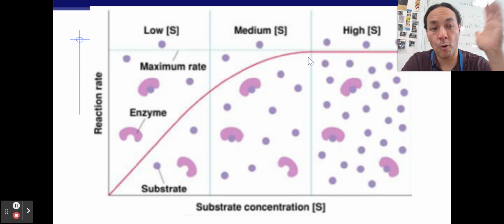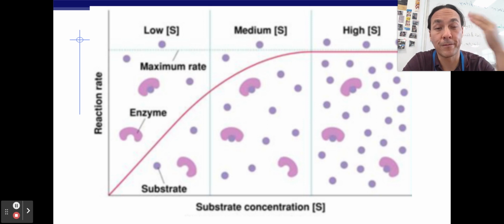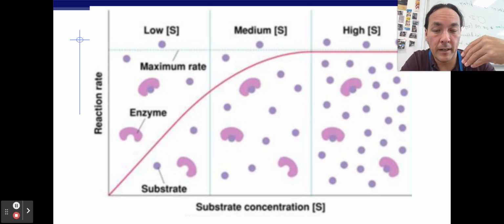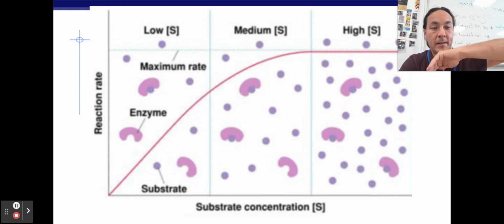But at some point, we will saturate all the sucrase enzymes. There will be no free ones. So if we add more sugar, it won't speed up anymore. Right? It's gotten better, it's gotten faster, and now it's just kind of leveled off.